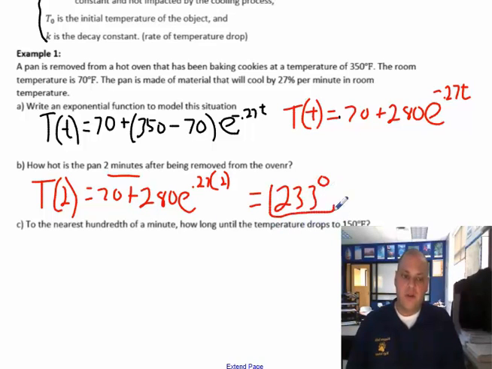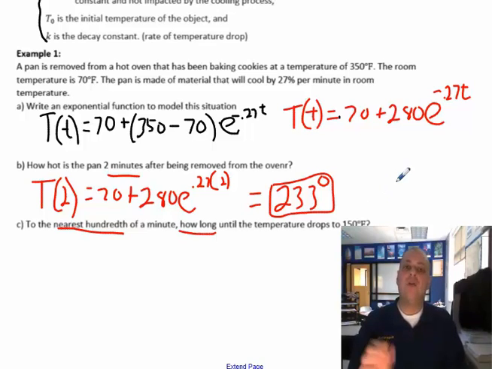It'll be 233 degrees. So as you can see, the pan's cooling down. It started at 350 degrees. Now it's down after 2 minutes to 233 degrees. Now they want you to find, to the nearest hundredth, how long until the temperature drops to 150. So now they're giving you the temperature at the end of a time period, but we don't know what the time period is. So that's the T of T. The T of T is 150, the time at the end of the time period.